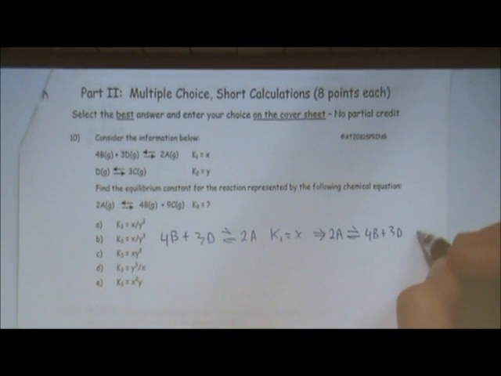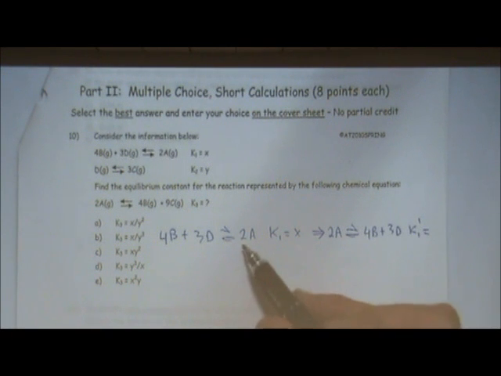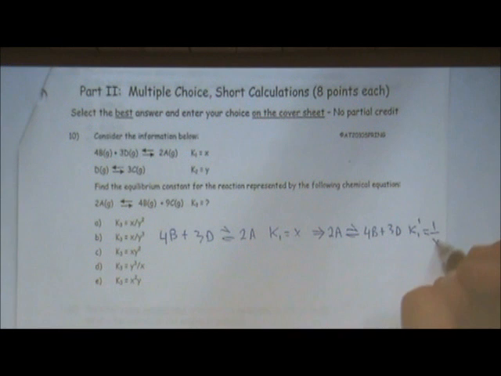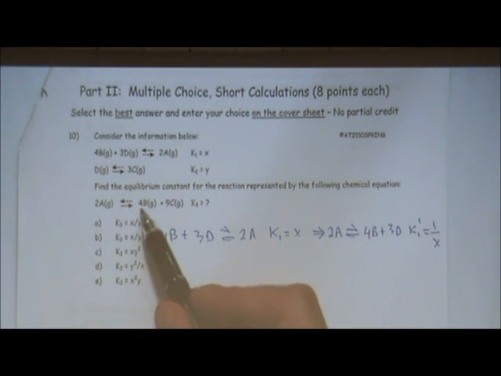And now this equation will have a new equilibrium constant. Let's call it K1 prime. And it's going to be the reverse of the previous one. So if this is x, this one will be 1 divided by x. Okay, we got the 2A, we want 4B and 9C.